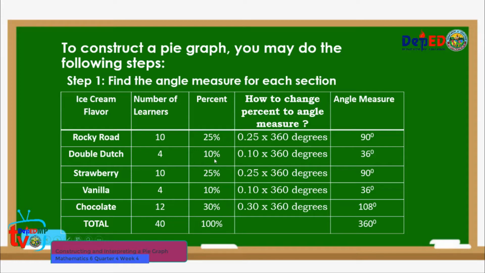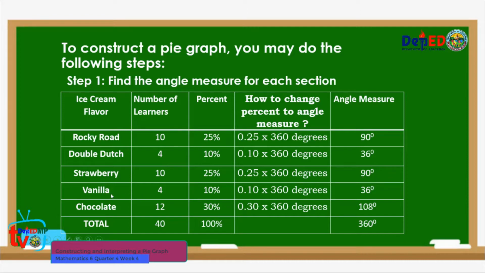Now change this percent to decimals and it becomes 0.10 or 10 hundredths. Then multiply it to 360 degrees and that is equals to 36 degrees. The same with strawberry. Look at the percent of strawberry, that is 25%. Change this one to decimals and it becomes 0.25 or 25 hundredths. Then multiply it to 360 degrees and that is equals to 90 degrees.